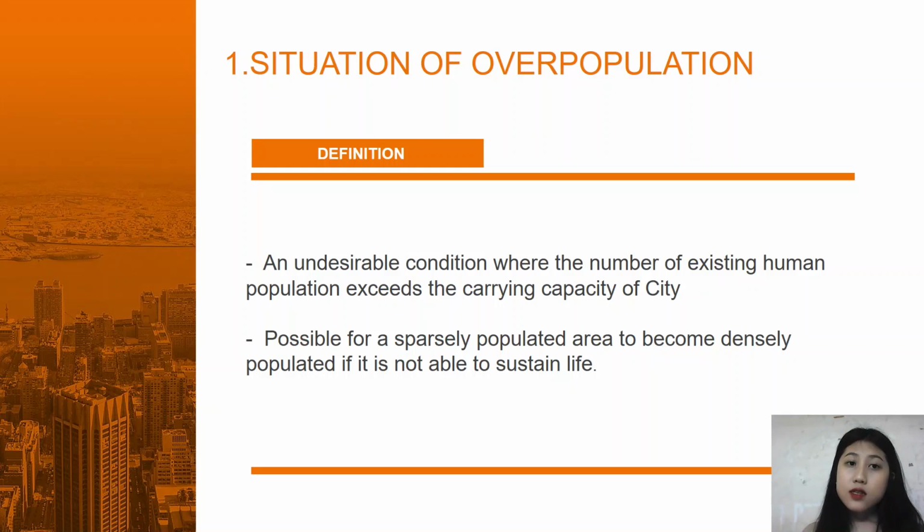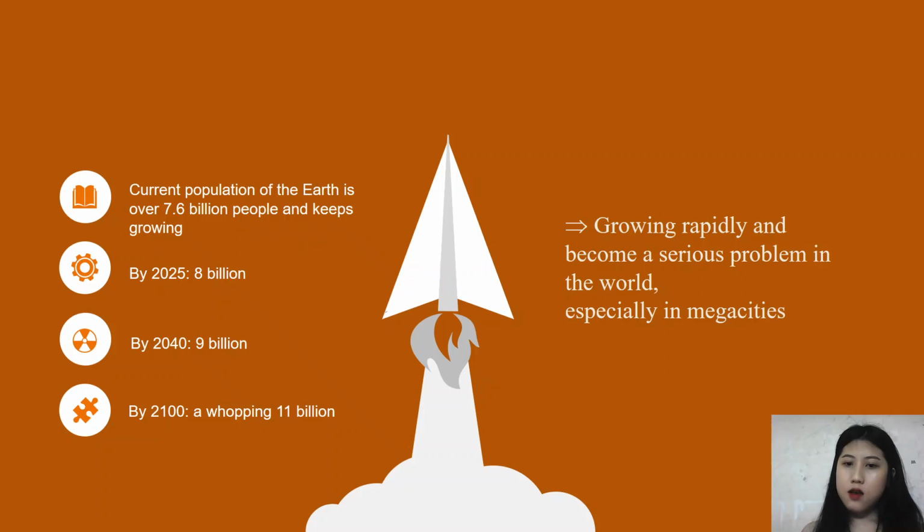Overpopulation is an undesirable condition where the number of existing human population exceeds the carrying capacity of a city. It is possible for a sparsely populated area to become densely populated if it is not able to sustain life. The current population of the Earth is over 7.6 billion people and keeps growing. It could reach 8 billion by 2025, 9 billion by 2040, and 11 billion by 2100.